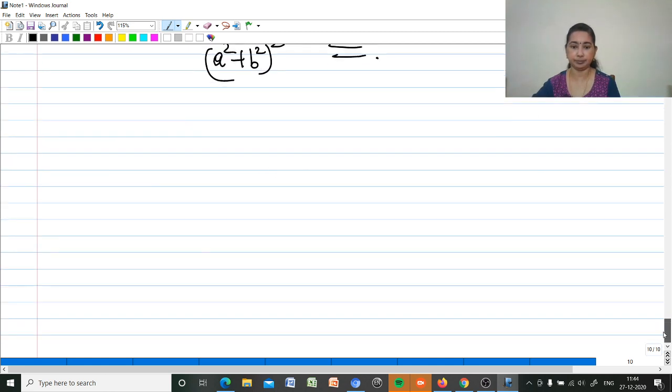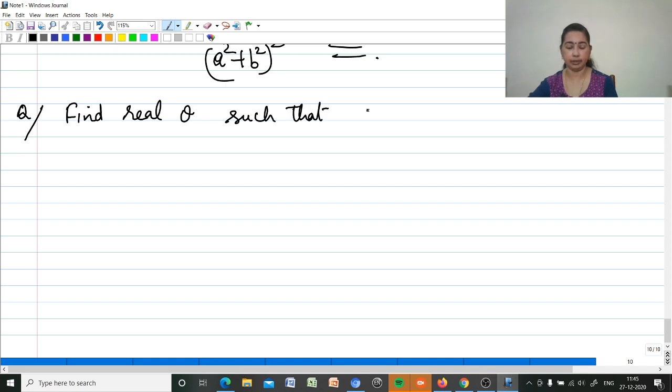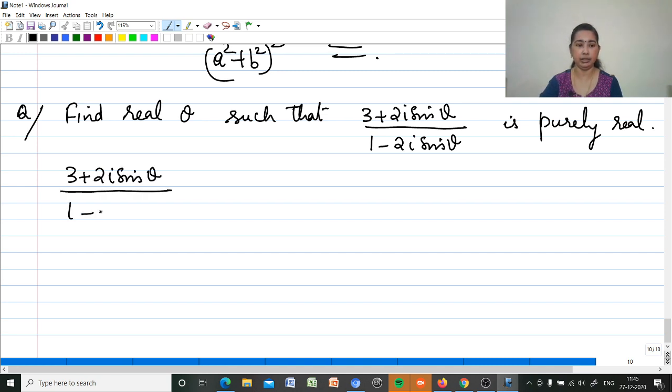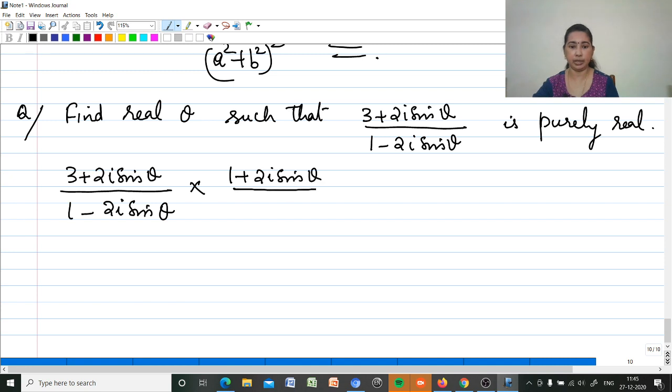Now next one. Find real theta such that (3 + 2i sin theta)/(1 - 2i sin theta) is purely real. So we'll start with (3 + 2i sin theta)/(1 - 2i sin theta). We need to find real theta such that this is purely real. So we will convert into complex number form by multiplying by the conjugate, that is 1 + 2i sin theta, in the numerator and denominator.